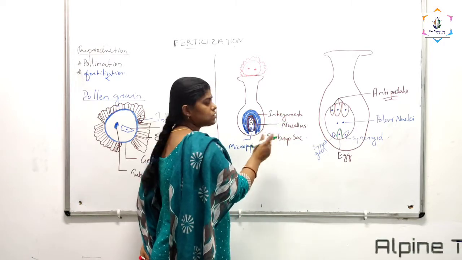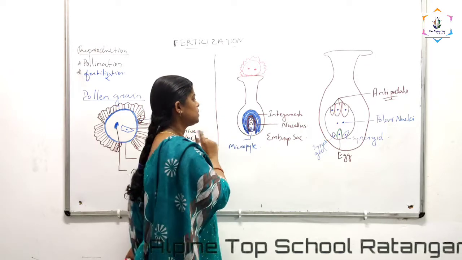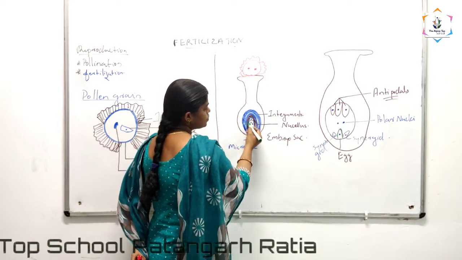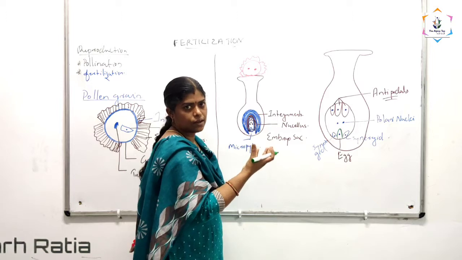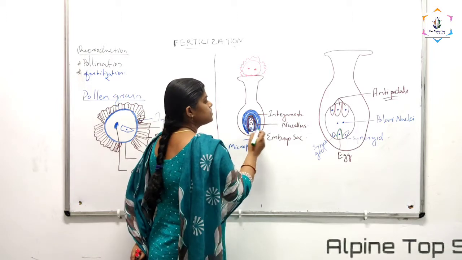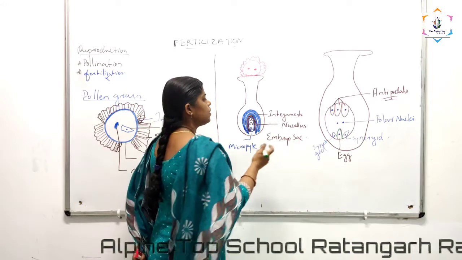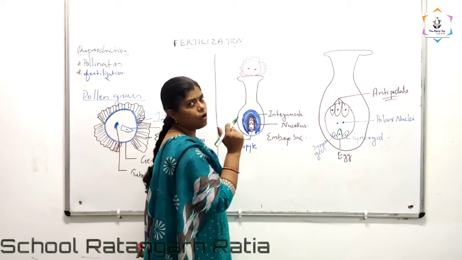So what is integuments? That is a protective layer of the ovule. Okay, that is integument. And inside the integument, this brown colored portion, there is a mass of cells. A group of cells are there. And that group of cells is known as nucellus. Nucellus is nutritive in function. It is giving nutrition to the ovule.